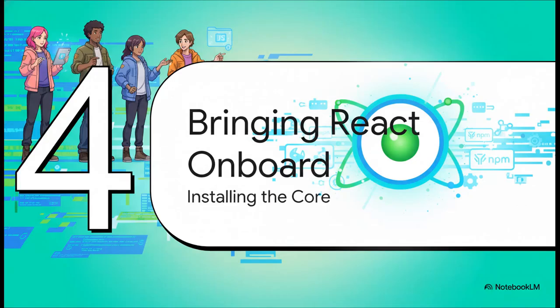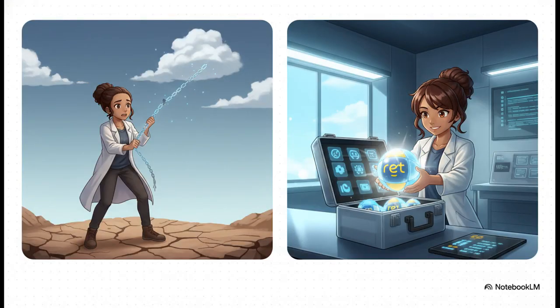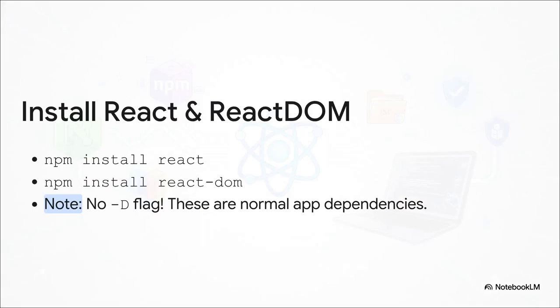Okay, so we've got our project blueprint, we've got our main development tool. I think it's finally time to bring in the star of the show, right? Let's install React. Now, we're not going to do this the old school way with CDN links in our HTML. No. The modern professional way is to install React as a package directly into our project. This means all the code that makes React work is going to live right there inside our node_modules folder, managed by us. It's actually two quick commands.